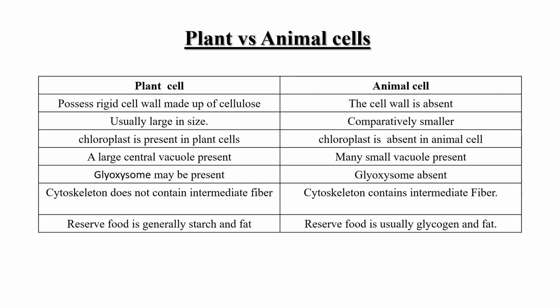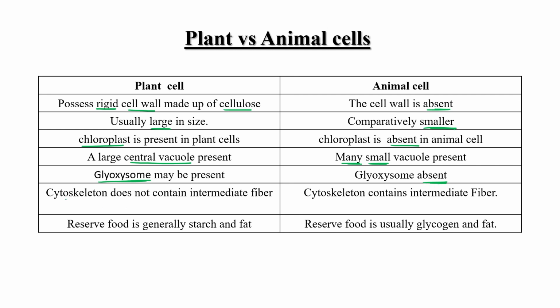Now, broadly, we can compare the plant cell with the animal cell. The plant cell has a rigid cell wall made up of cellulose, while the cell wall is absent in animal cells. The plant cell is large in size as compared to the animal cell, which is smaller. Chloroplast is present in the plant cell and absent in the animal cell. A large central vacuole is there, while in animal cells only many small vacuoles are there. Glyoxysomes may be present in plant cells, while they are absent in animal cells.